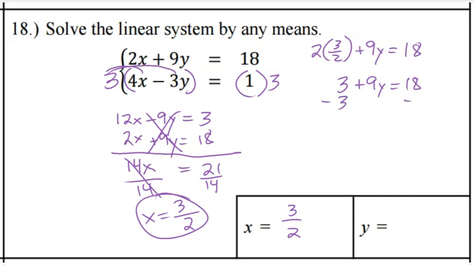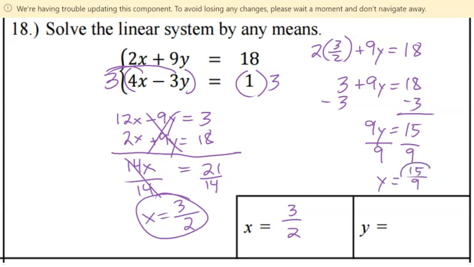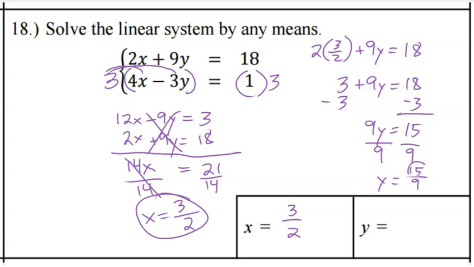Now I'm going to subtract 3 from both sides, and I get 9y is equal to, this cancels over here, 18 minus 3 is 15. Now I'm going to divide by 9 on both sides, and I get y is equal to 15 over 9. Now 15 over 9 can be reduced. 15 can be divided by 3, and 9 can also be divided by 3. 15 divided by 3 is 5 in the numerator, and 9 divided by 3 is 3 in the denominator. And so y is equal to 5 over 3.